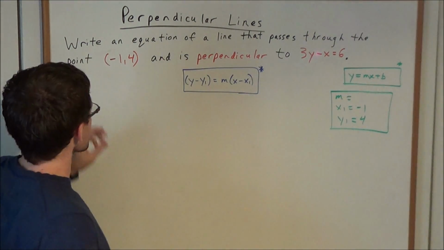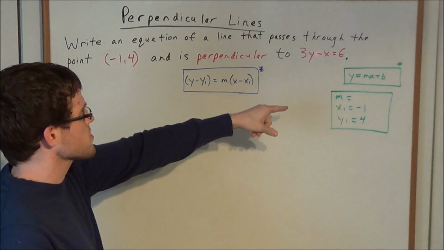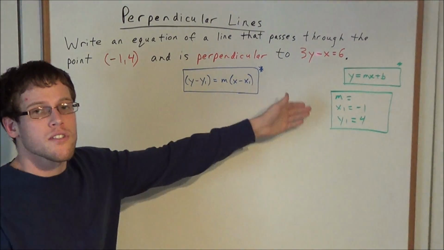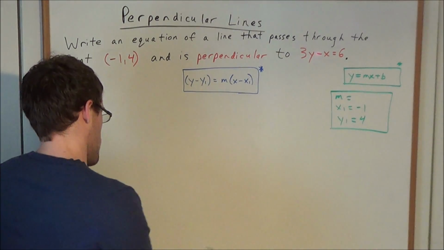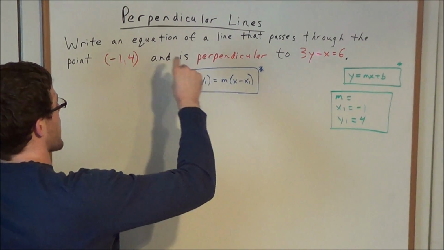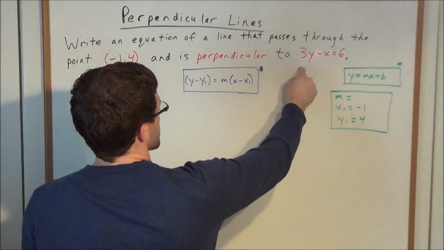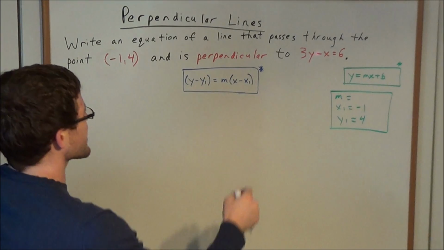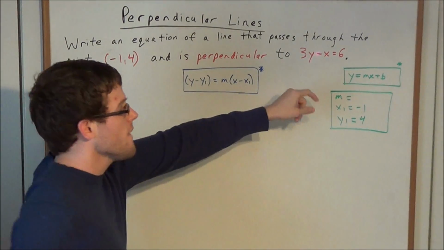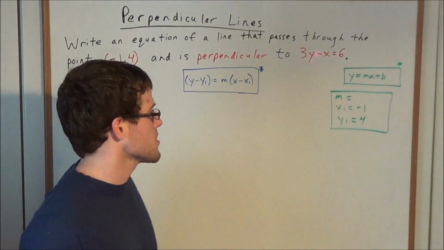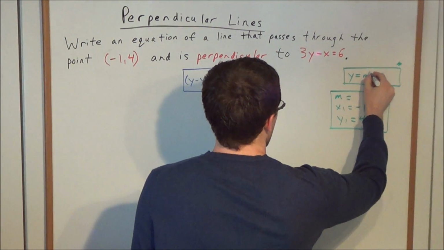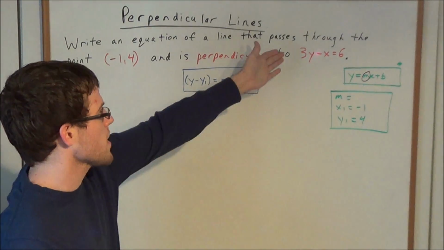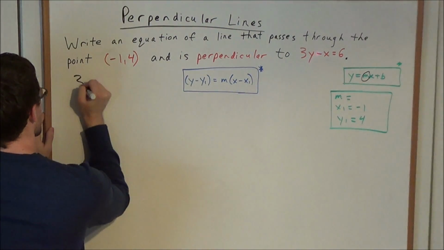So now we're going to find slope. In order for us to write the equation of our line, we need slope, x1 and y1. But in order to find slope, we need to use the fact that our line is perpendicular to the line 3y minus x equals 6. So we need to put this line in the form y equals mx plus b. That way we can isolate m, because the m value refers to slope. Once we have this equation in that form, we can proceed.